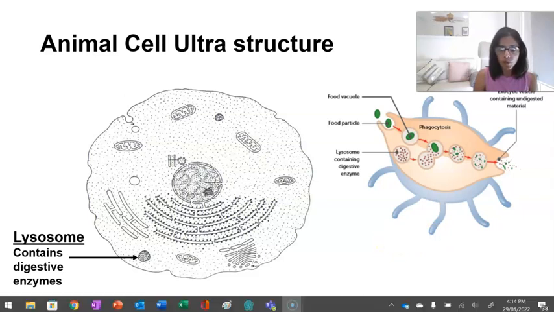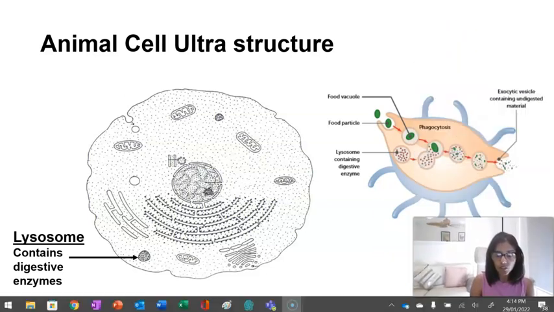Okay, so now we're going to be looking at really important structures. Well, they're all important, but this one in particular is quite topical at the moment. This is the lysosome. So the lysosomes are actually part of your defense mechanism of your body.